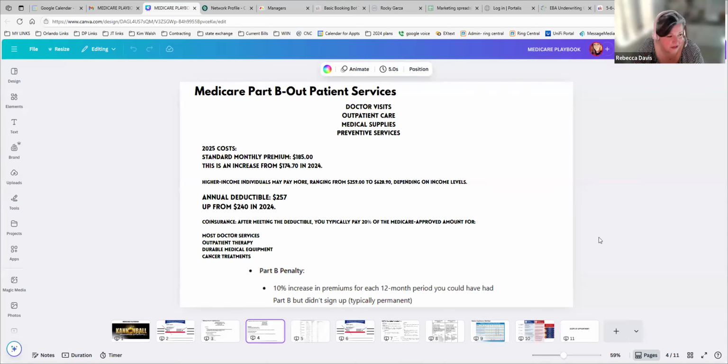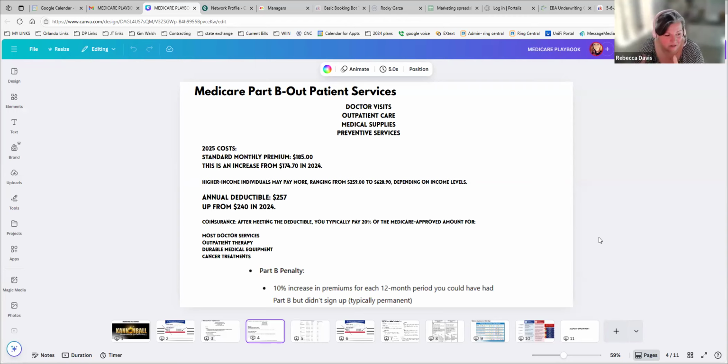Also with Part B, you have an annual deductible of $257. This is $17 higher from last year. This goes up every year as well. Now, this is a one and done deductible. Unlike the Part A deductible where you can get hit with it multiple times a year, this is a one and done true annual deductible. But once you've hit it, you still have a co-insurance with Part B and it's 20%. Now it's 20% of the Medicare approved amount for medically necessary services, but you'll pay 20%.